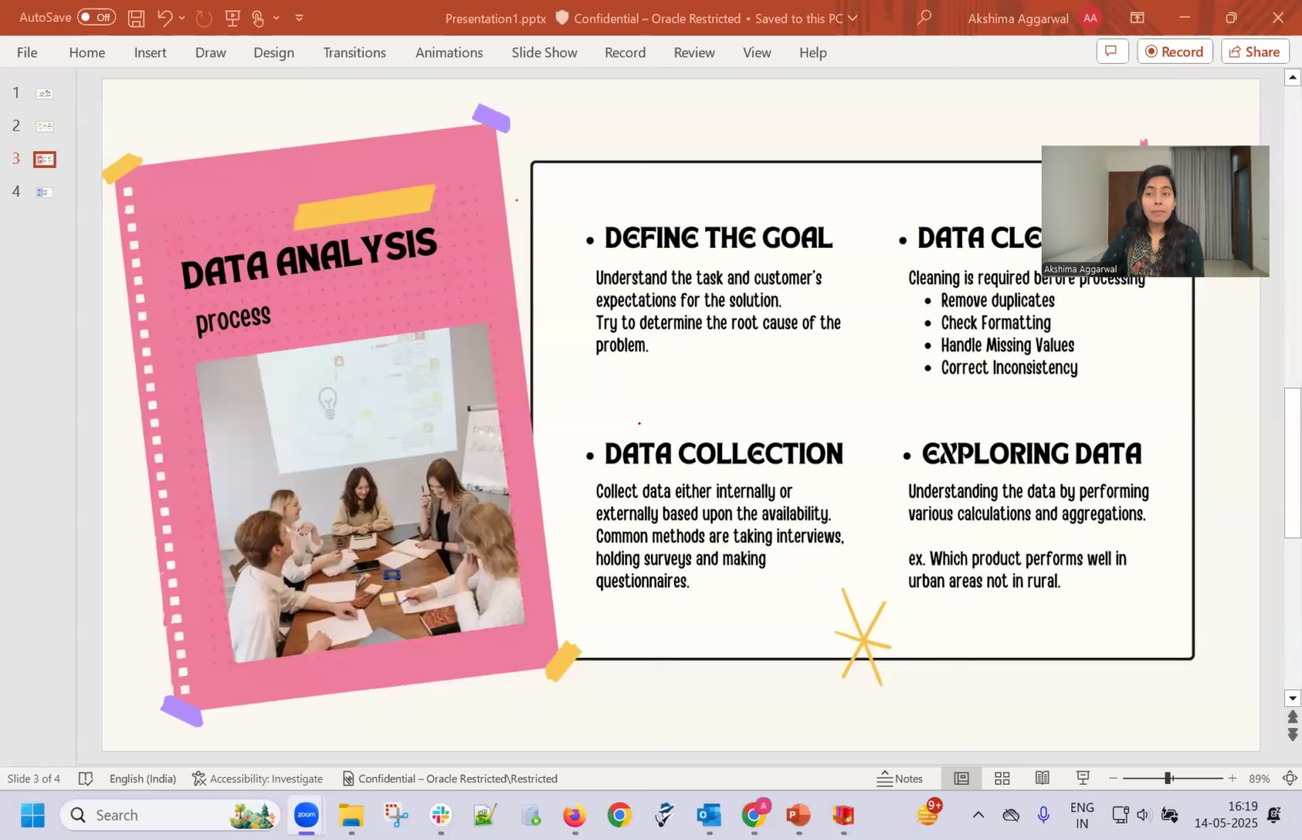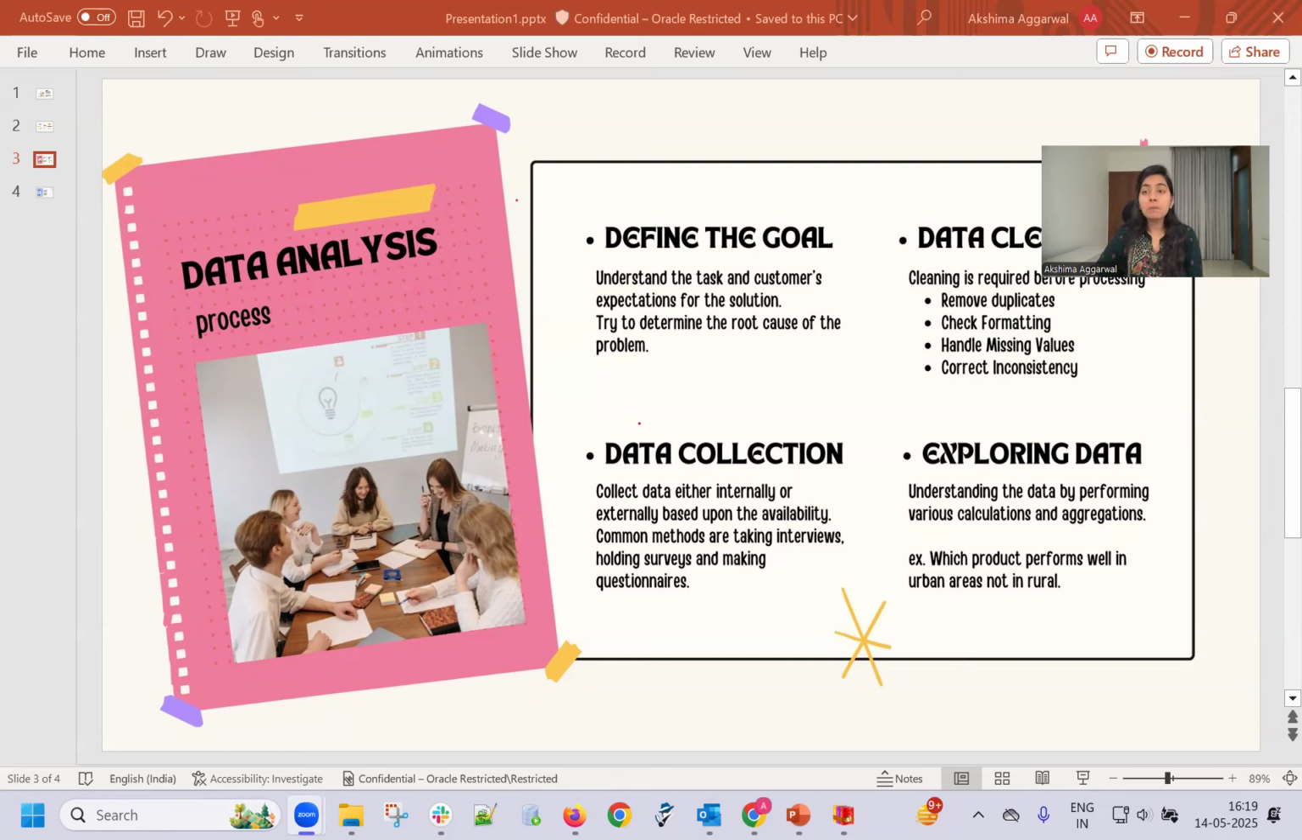Now we have 6 steps in the data analysis. The very first step is we need to define the goal or the problem associated with the customer. The analyst has to analyze the expectations of the customers before going through any process. So let's understand the task first, and then we are going to process the data in such a way that they are able to determine the root cause of the problem.